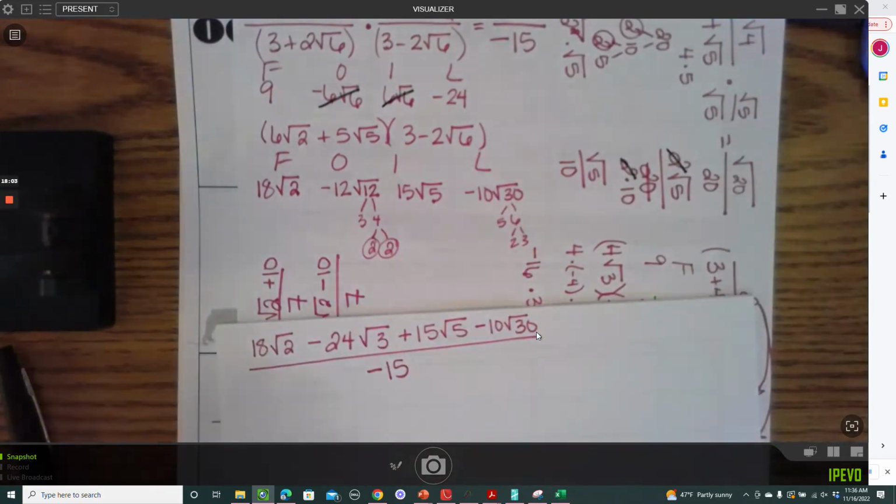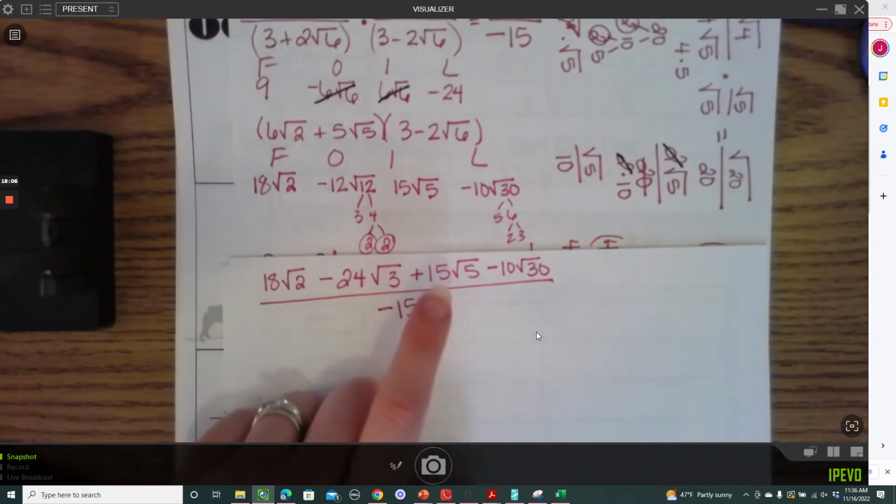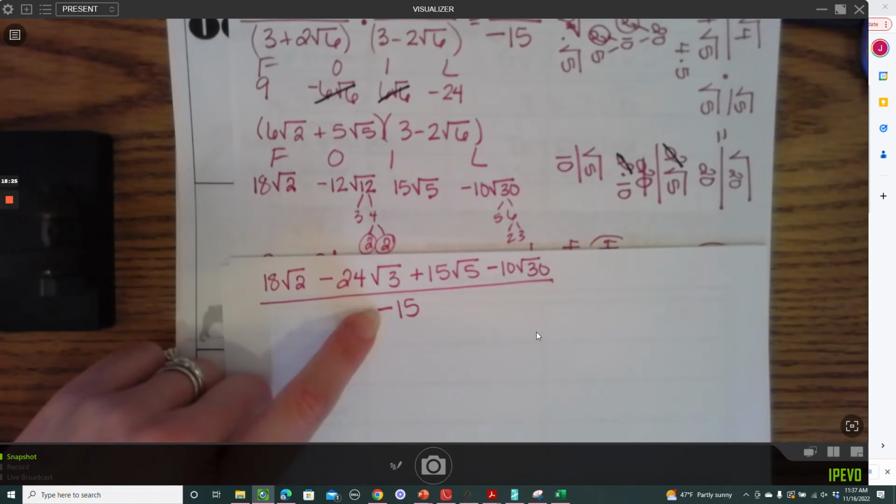Then we look, are there any common factors between 18, 24, 15, negative 10, negative 15? And you kind of go through the basics. Will a 2 divide evenly into all those numbers? Will a 3, 4, 5? And usually once you get to that point, you're kind of like, yeah, there's not anything that's going to go in there. Last step, flip the signs.